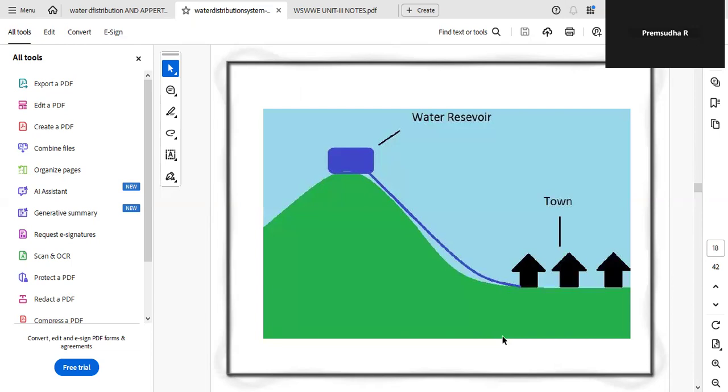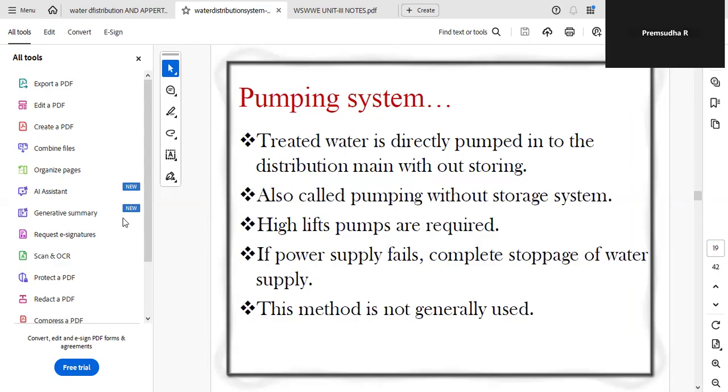The gravity system. So the reservoir is at a height and the consumer is at the lower level. So there is no need of pumping. Through the gravitational force, the water is supplied to the consumer.